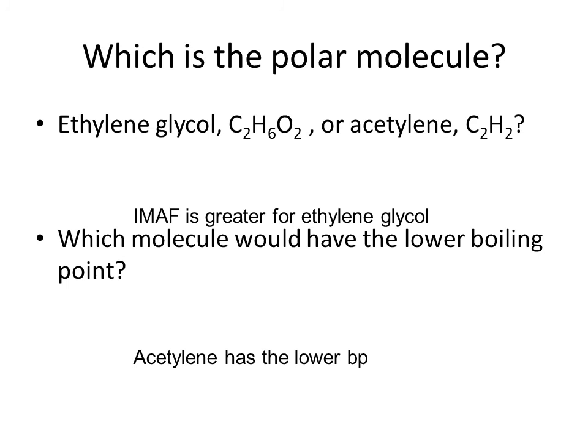In looking at these molecules, you can see that ethylene glycol is carbon-based and also is acetylene. But ethylene glycol has oxygen in it and acetylene does not. This means that ethylene glycol will be polar and acetylene will be nonpolar. Because ethylene glycol is polar, its intermolecular attractive forces will be greater than that of acetylene. As a result, both the boiling point and the melting point for acetylene will be lower.